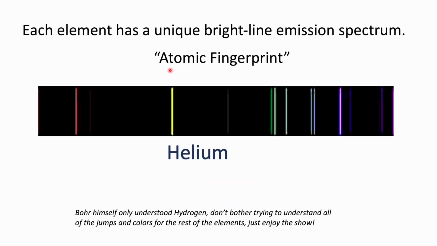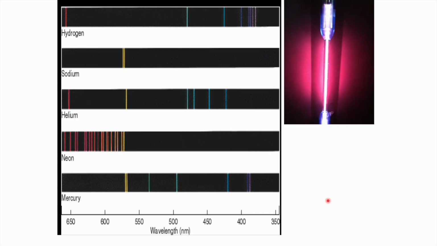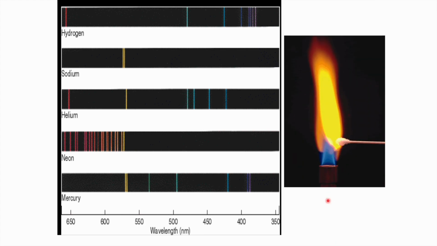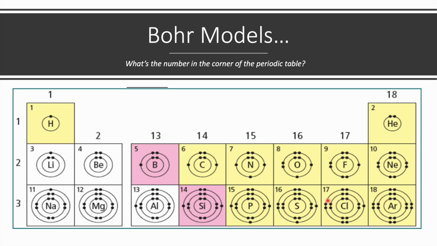So each element has its own unique bright line spectrum. It's like an atomic fingerprint. Here's helium. Now don't get yourself all twisted about this, because Bohr himself only understood hydrogen. So don't bother trying to understand these atomic fingerprints. Just know that each element has its own unique color, and we can see the distribution of those colors when we put on special glasses. So let's take a look at these Bohr models again.